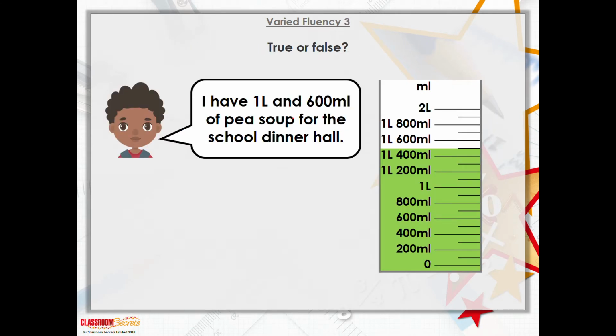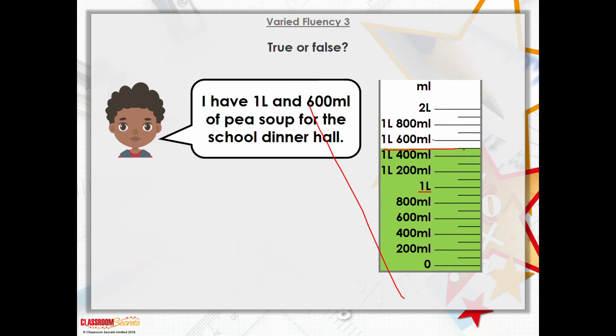So another true or false then. I have 1 litre and 600 ml of pea soup for the school dinner hall. So he thinks he has 1 litre and 600 ml. So we need to have a little look up here and see if we can work it out. So we're going all the way up because this here is all our pea soup. We've got 1 litre here, so he's got more than a litre, and we're still going. So we're going up to this line here. So this here is where he thinks his 1 litre, 600 millilitre is. Now have a look, has that gone all the way up to this line here?